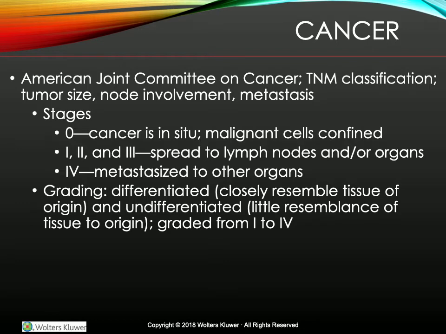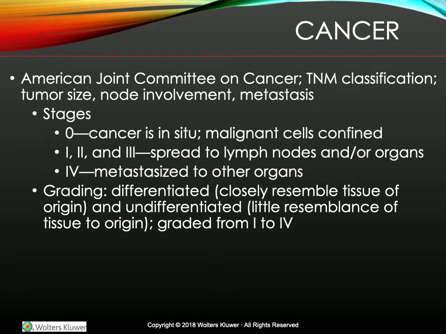Stage 2 and 3. In general, these two stages indicate larger cancers or tumors that have grown more deeply into nearby tissue. They may have also spread to lymph nodes, but not to other parts of the body. Stage 4 means the cancer has spread to other organs or parts of the body. It may also be called advanced or metastatic cancer.